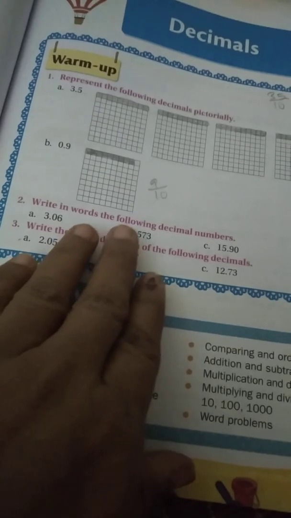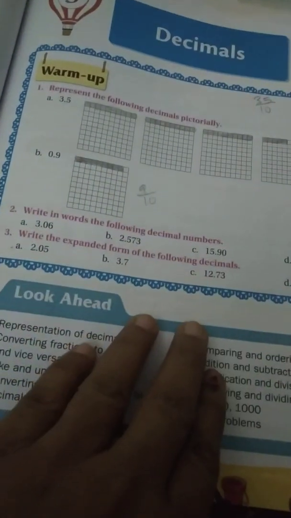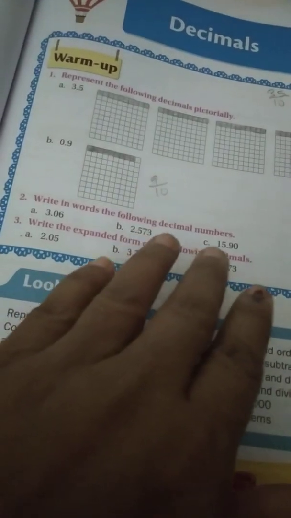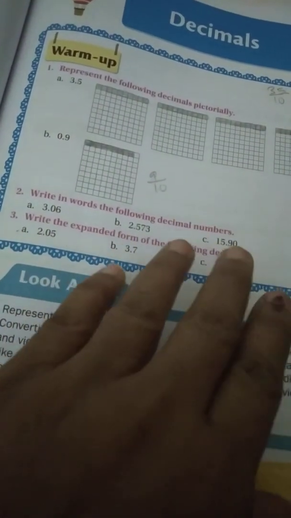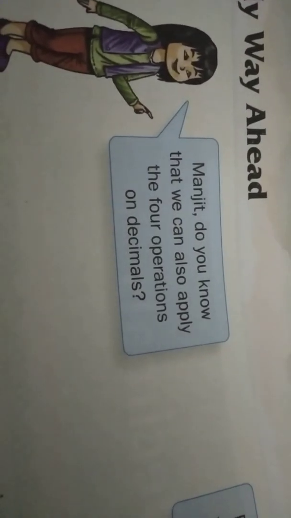We are going to see the same kind of problems in my practice one: how to write decimal numbers in words, how to expand the decimals. Let us see. Turn to page 152. They have given a story about these decimals. Manjit, do you know that we can also apply the 4 operations on decimals? Yes. What are the 4 operations we have studied? Addition, subtraction, multiplication, division. So really, can you please explain to me?